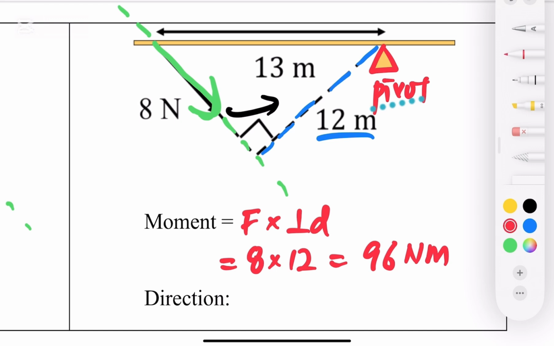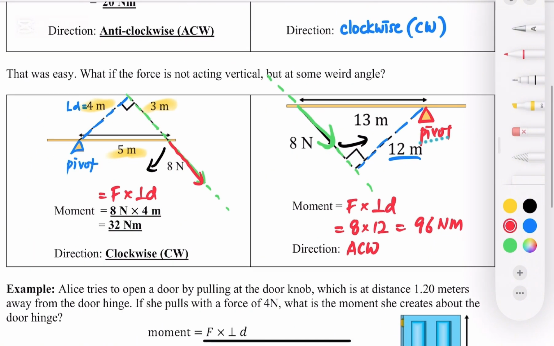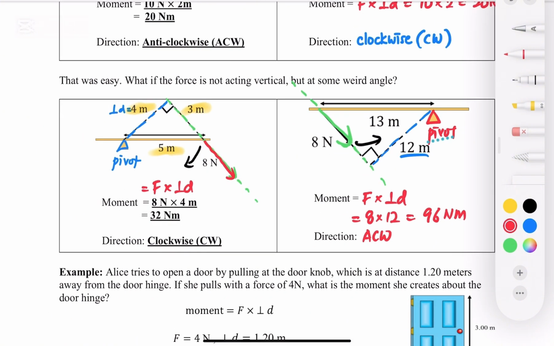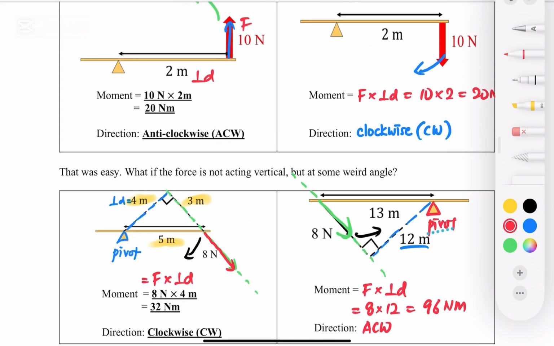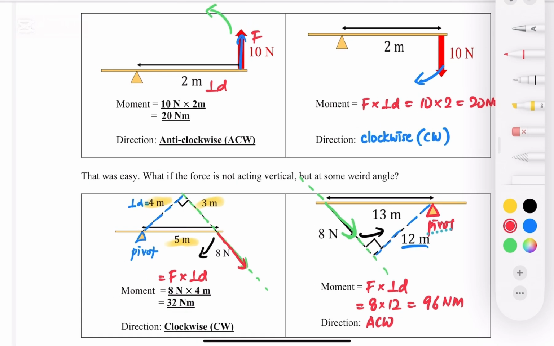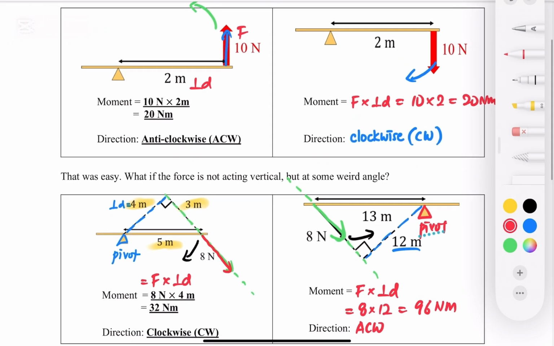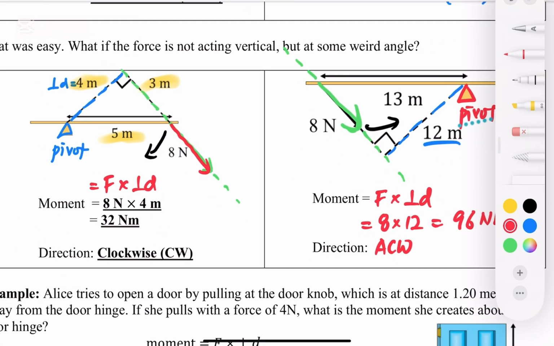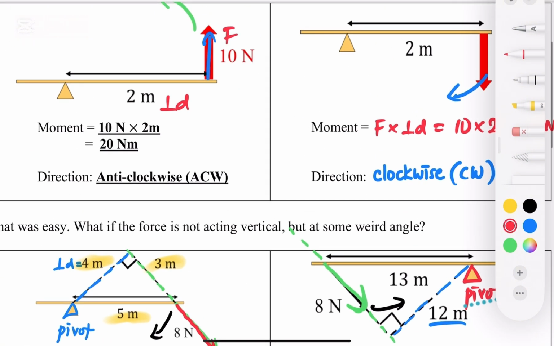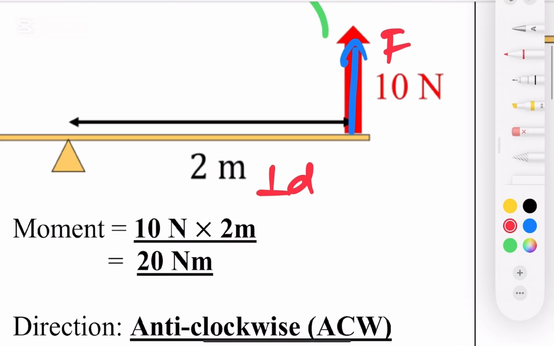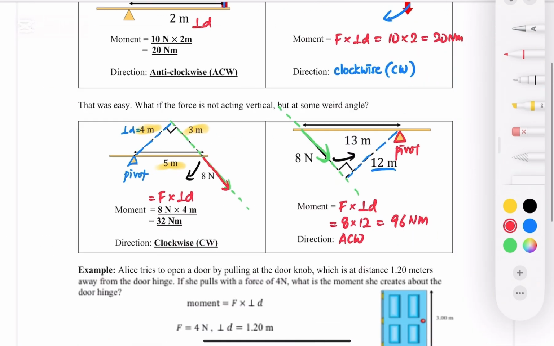Right? So we can write down anti-clockwise, ACW. It's understood. Okay, so in these two examples, we have seen how we can use the formula to calculate moment. And of course, in the second case, how to identify the correct perpendicular distance if the force is not acting perpendicular to the rod, like this case, right?